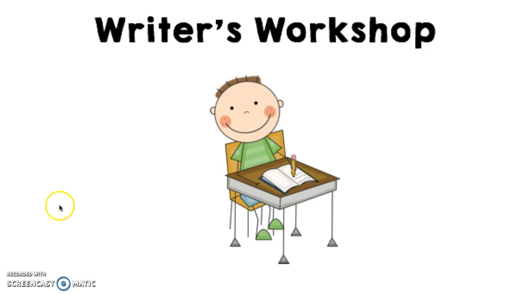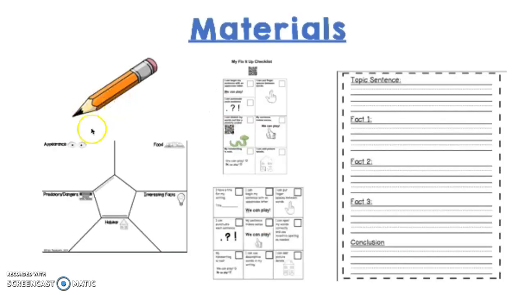For today's activity, you're going to need some materials. You're going to need a pencil, your completed graphic organizer, so if you didn't finish it, you need to pause and go back and finish it. So you need your completed graphic organizer, your Fix-It-Up checklist, and this paper to write your research on. Pause the video and go and get those items right now.